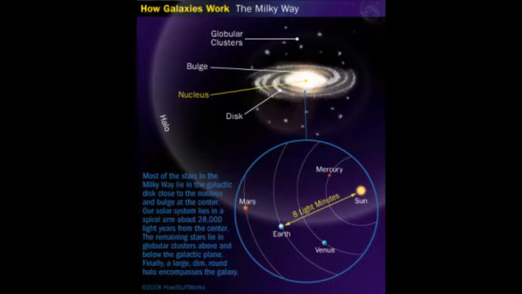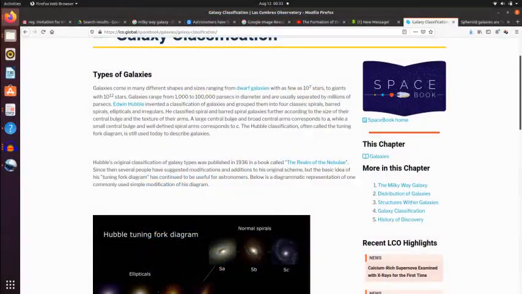Different types of galaxies come in many different shapes and sizes, ranging from dwarf galaxies with as few as 10^7 stars to giant galaxies with 10^12 stars. Their diameters may range from 1000 to 1 lakh parsecs.